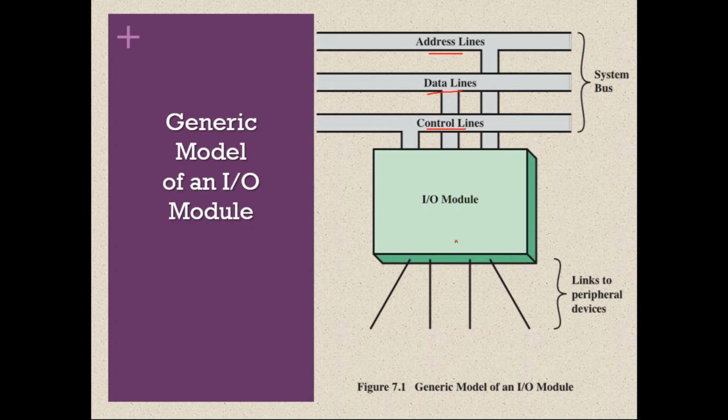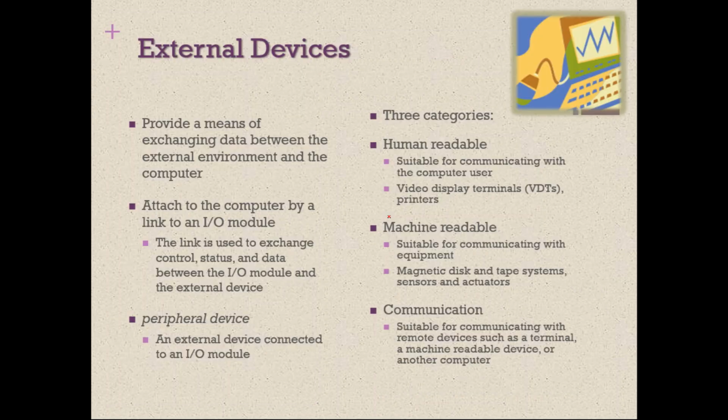Through each IO module, several IO devices can be interconnected, right? It is not that your system will have only one IO module. The system may have several IO modules, it depends. So this is the introduction to the IO module. Fine.